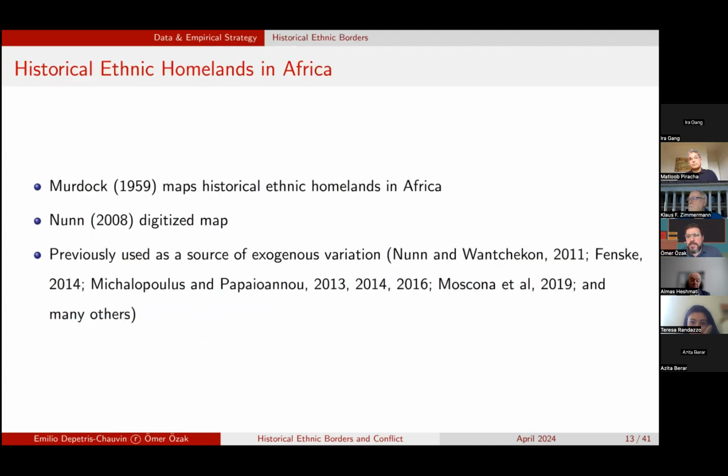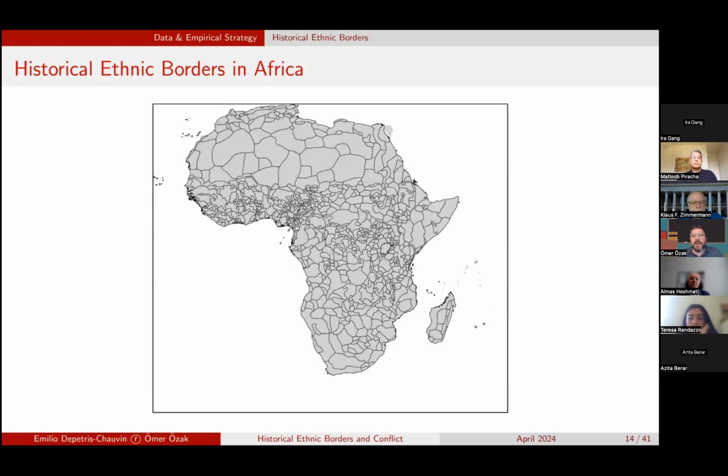Let me tell you a little bit about the historical ethnic map that we're going to be using. This is a map created by Murdock in his 1959 book. The map was digitized by Nathan Nunn in 2008, and it's been used widely in the literature. It's interesting that the literature has never looked at the effect of historical ethnic borders, even though it has been using historical ethnic borders for identification in regression discontinuity type analyses. And so this is our map, which shows the distribution of all ethnic groups in Africa in the pre-colonial era.